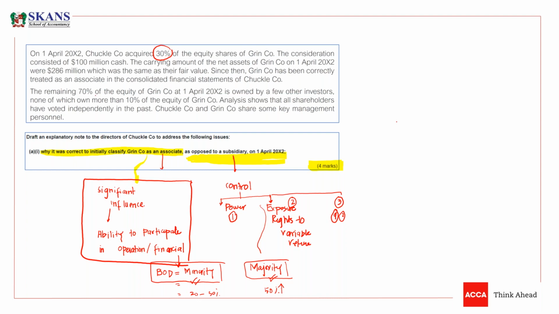The remaining 70%, this is going to be an important thing to answer the question. The remaining 70% of the equity of Green Company at 1st April X2 is owned by a few other investors. They are very few. In a while, we will be talking about de facto control. So this would be an important thing, that the other investors are very few, none of which own more than 10% of the equity of Green Company.